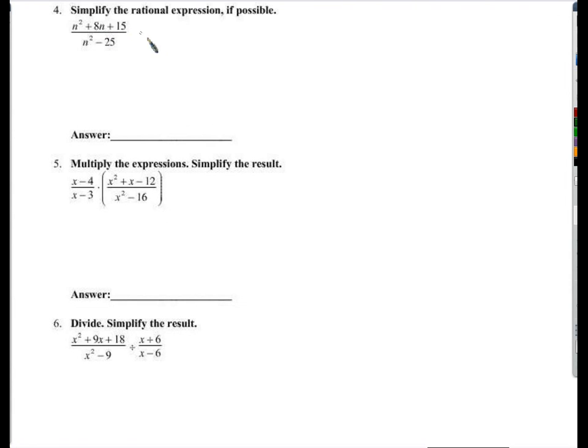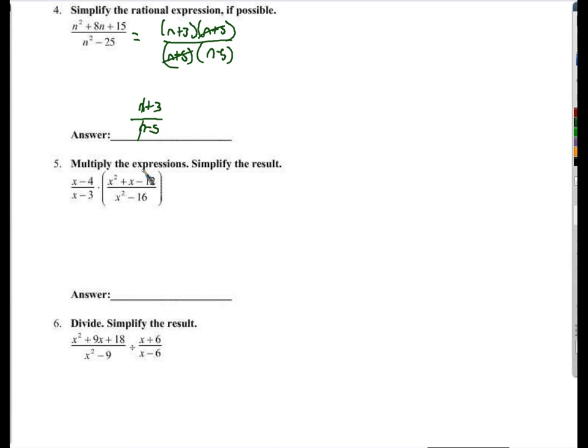Simplify the rational expression, so that means we're going to look for common factors. So let's factor both of these: n plus 3 times n plus 5 over n plus 5 times n minus 5. The common factors of n plus 5 cancel, and we're left with n plus 3 over n minus 5.